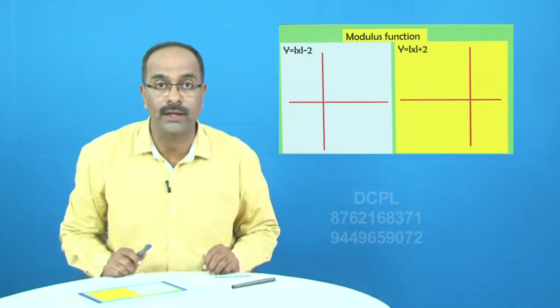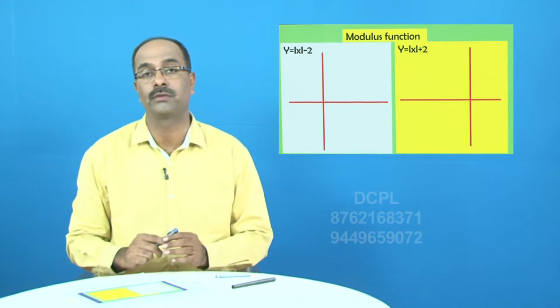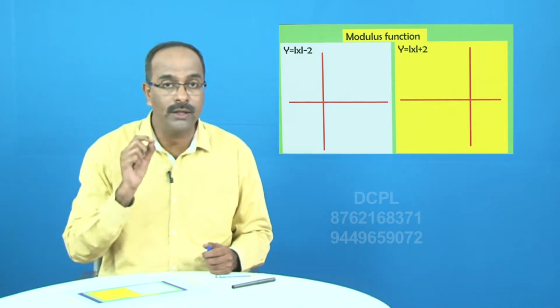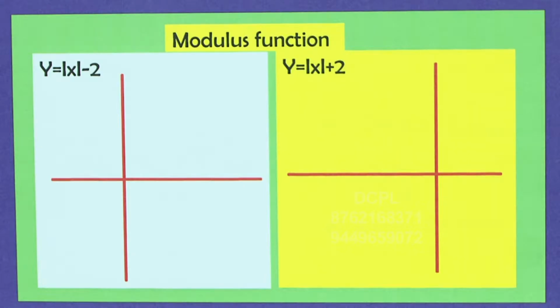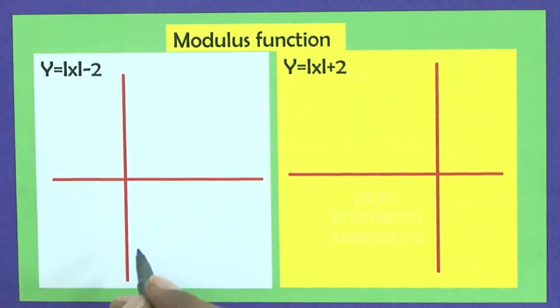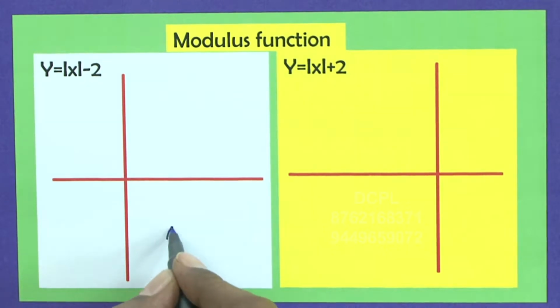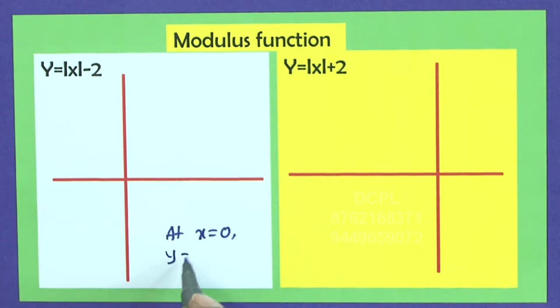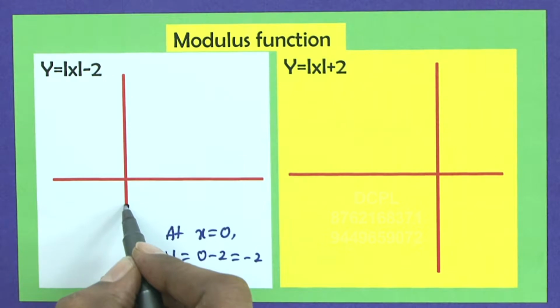Now let us analyze the graph of y is equal to mod x minus 2. Equate the part of the function which is inside the modulus to 0. That means, if you observe carefully, equate x to 0 here. At x is equal to 0, y is equal to mod of 0 minus 2, that is minus 2. So, 0 comma minus 2 should be the vertex. Is that correct? 0 comma minus 2 is clearly here.